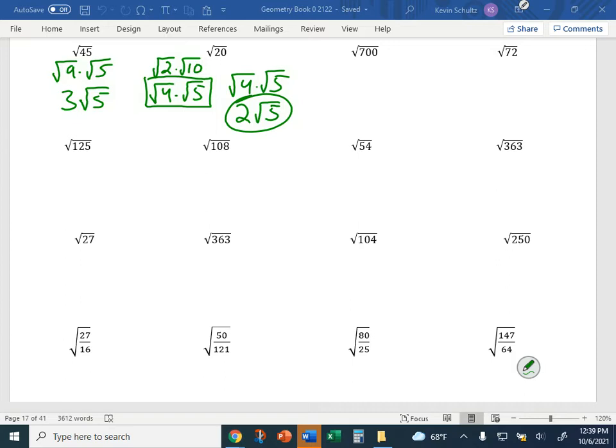What do you think for that one? Gino? Okay? Root 700, what does that simplify down to be? Gino? 10 root 7. Good. Good. How about root 72?